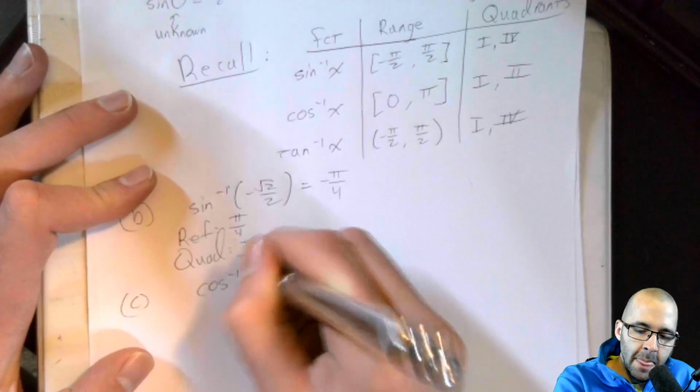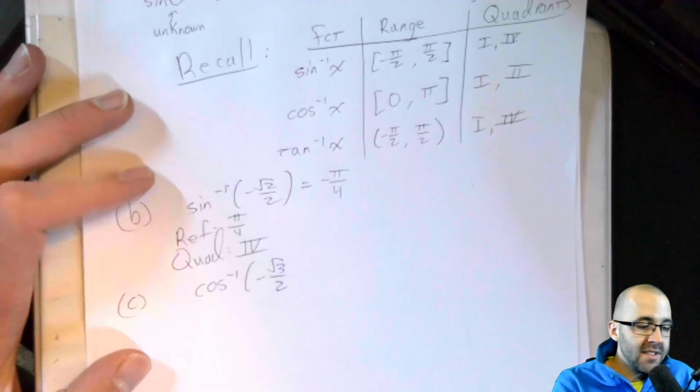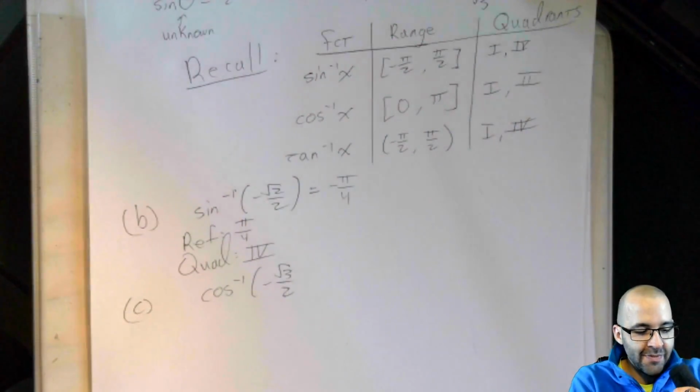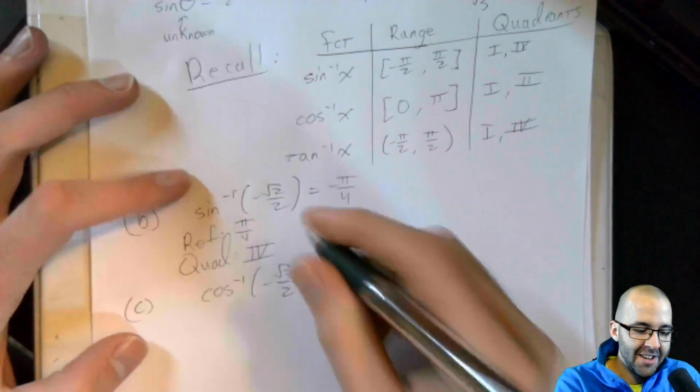Inverse cosine of negative root 3 over 2. This is terrible mic placement. I cannot even see what I'm writing because the microphone is right there in my line of sight.